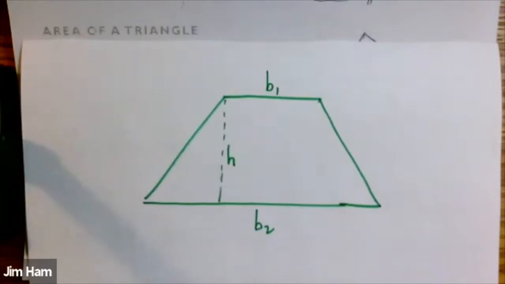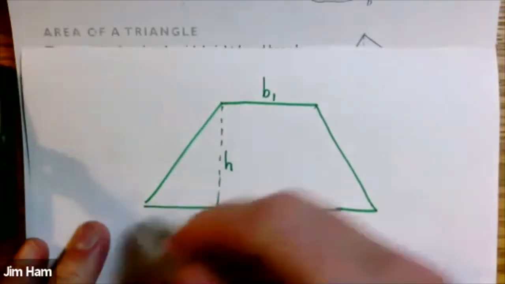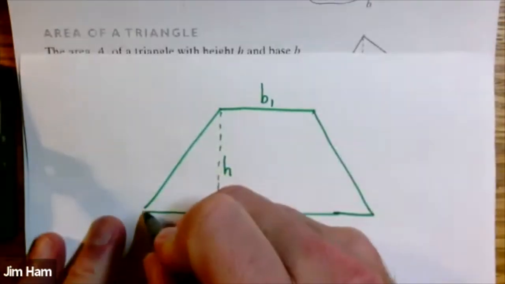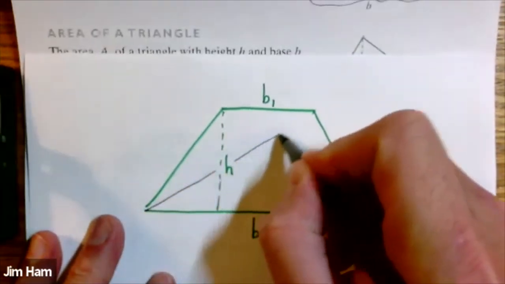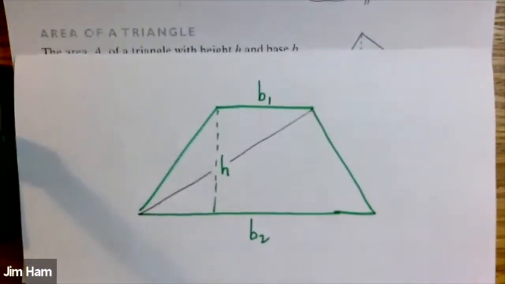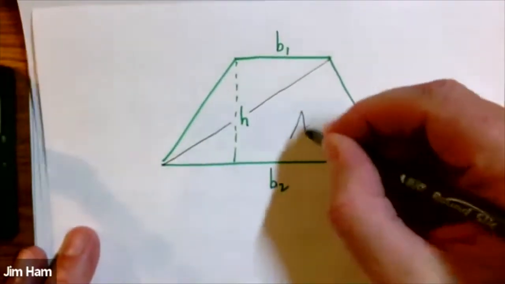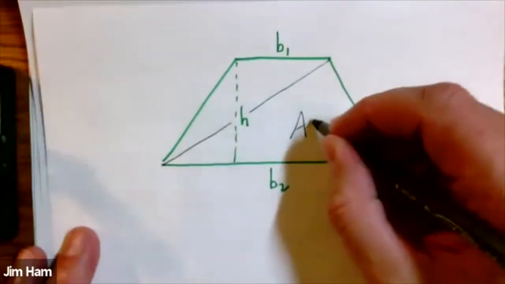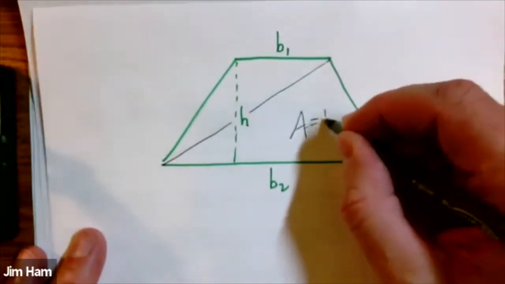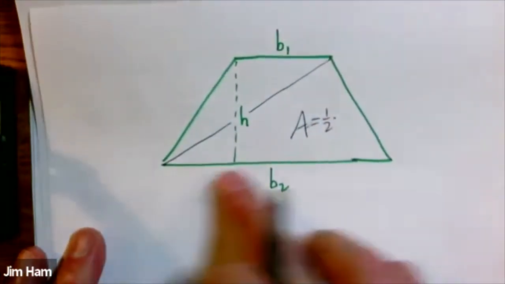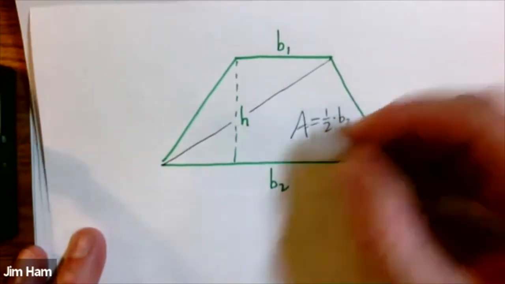So what is the area? Well, what we do in this case is we cut this trapezoid in half, and then we add the areas of the two triangles. So first, let's do the area of this triangle down here. It's a triangle, so it's 1/2 times the base, and the base is B2, times the height.